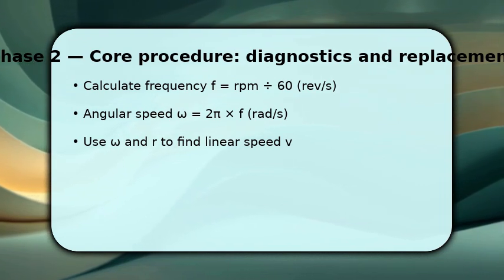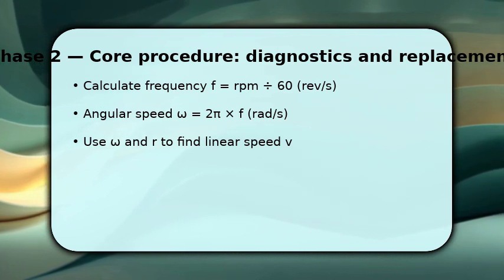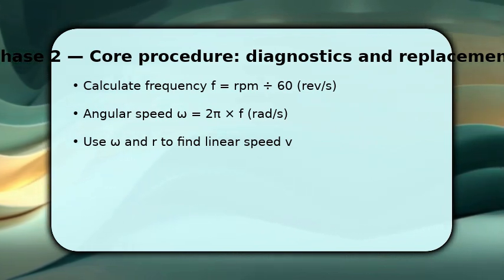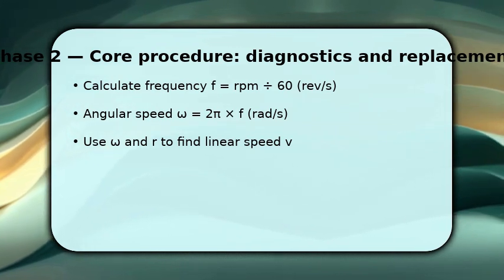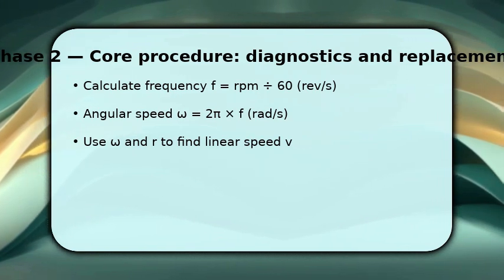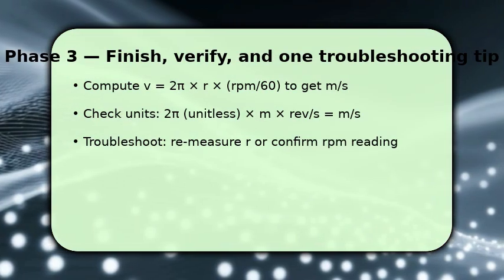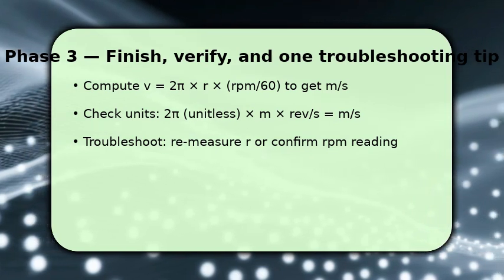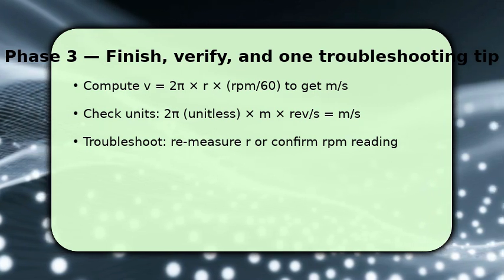Next, multiply omega by the radius r to get tangential speed v, using v equals omega times r. Do the multiplication carefully, and keep units. Rad/s times m gives m/s. If you want a shortcut, combine steps into v equals 2 pi times r times F. Finish by evaluating v equals 2 pi times r times RPM/60, and record the result in meters per second.